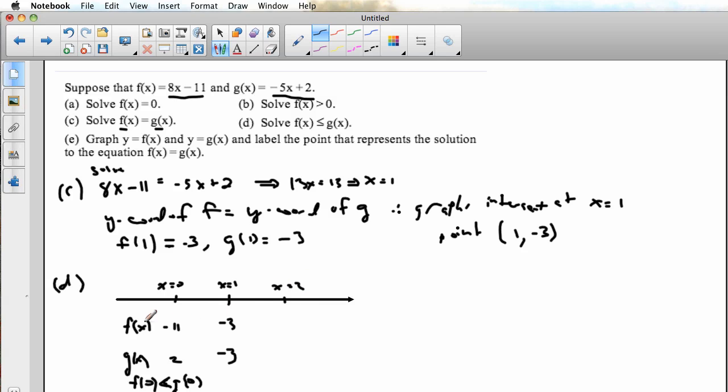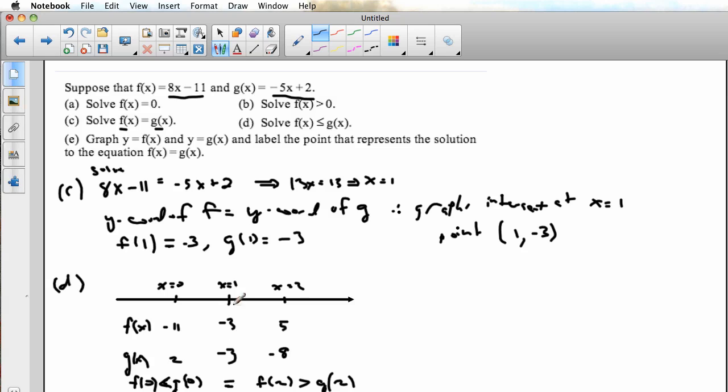F of 2 is going to be 16 minus 11, which is 5. And g of 2 is negative 10 plus 2, which is negative 8. And so I can see here that f of 2 is greater than g of 2. And of course here they're equal. I won't try to squeeze in the x and y there, but that was the whole point of part C, is that at this point the two things are equal.